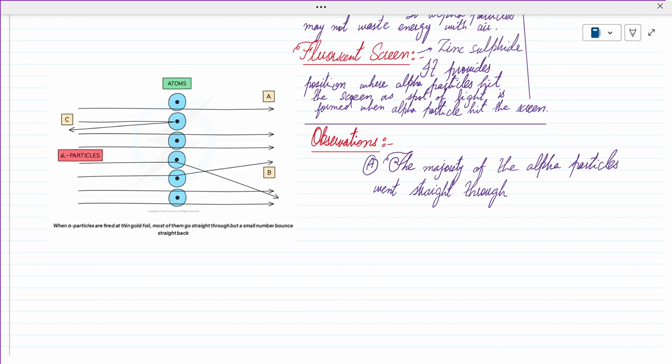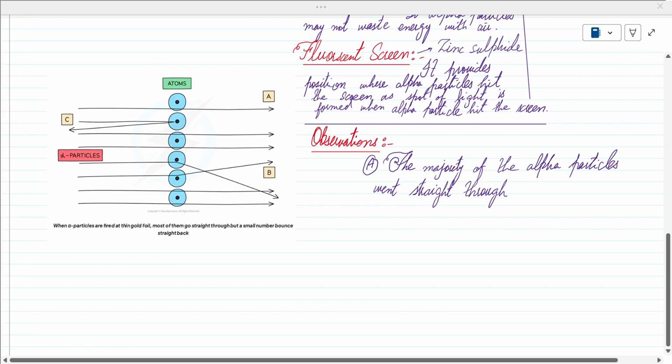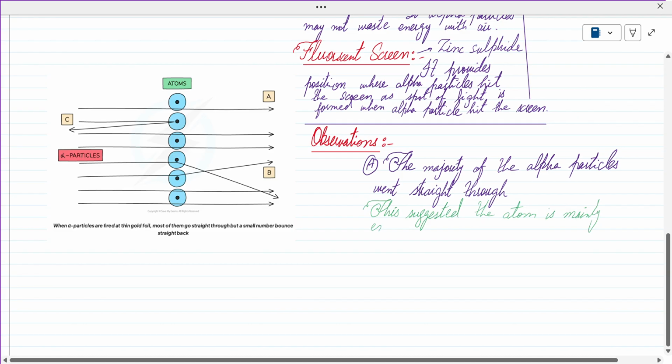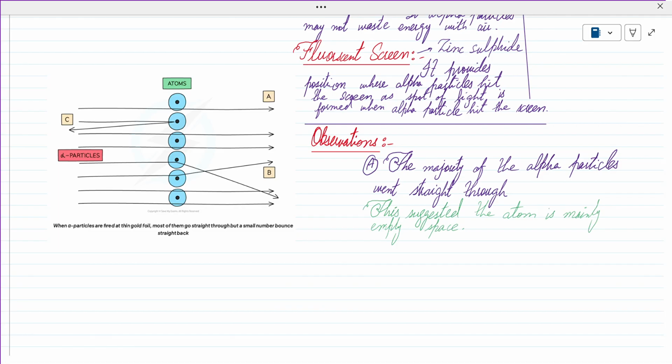So what is it suggesting to us? It is suggesting that the atom is mainly empty space.